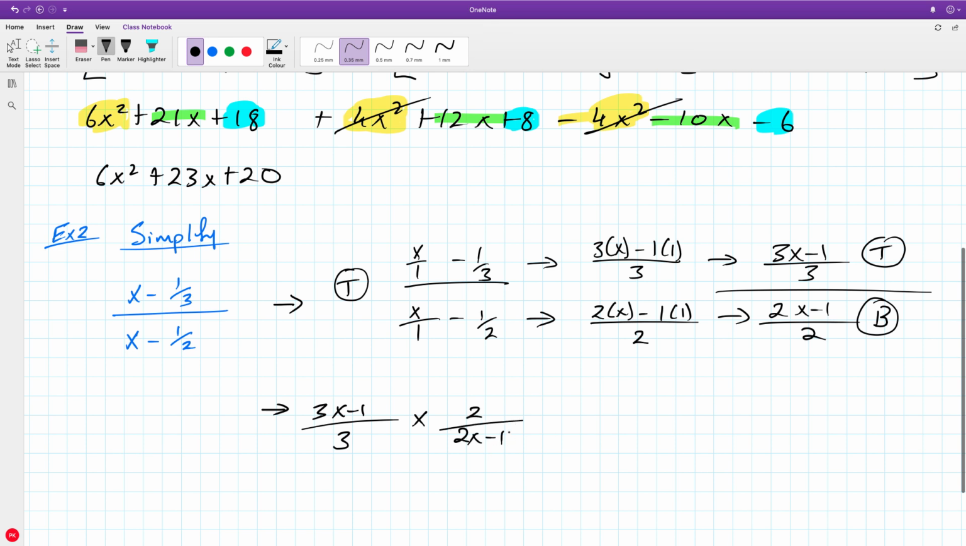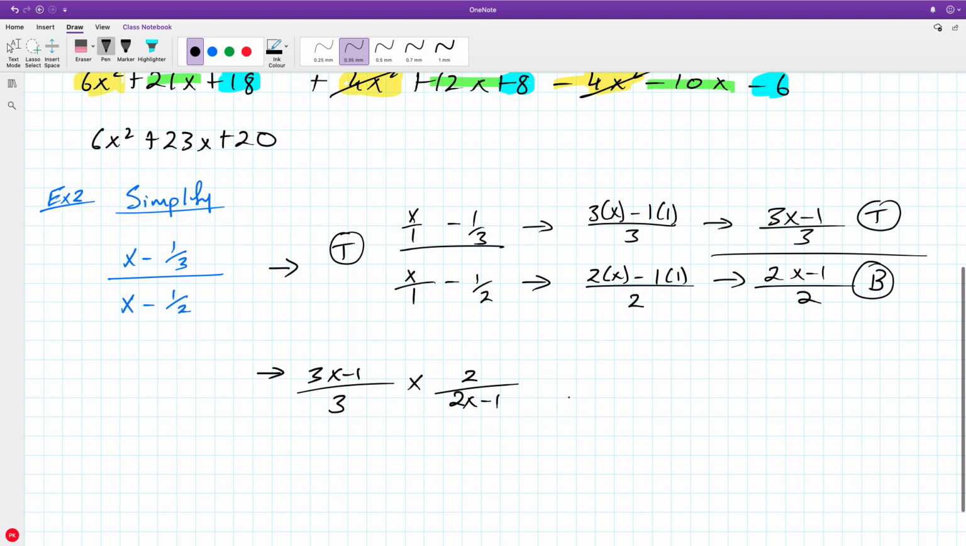Nothing is cancelling this time, so we literally have to multiply out the top and multiply out the bottom. 2 times 3x is 6x minus 2 over 6x minus 3. 2 by 3x, 6x, 2 by minus 1 is minus 2. 2x by 3 is 6x, 3 by minus 1 is minus 3. Alright? Right, slightly harder one of those.